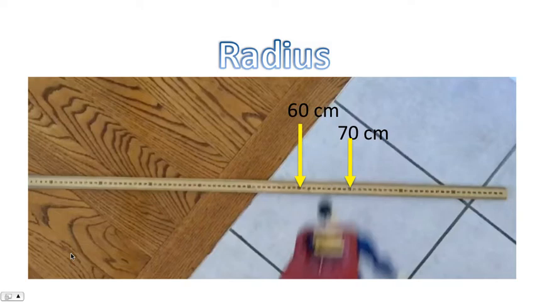Now, the other aspect of this problem is that we have to record the radius of the circle. I know the meter stick is a bit blurry, but one of the arrows is pointing to the 60 centimeter mark, and the second arrow is pointing to the 70 centimeter mark.